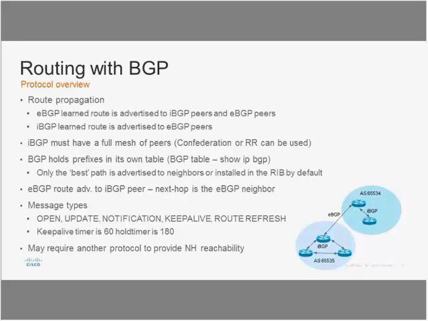Important thing with BGP is you need to have the next hop reachability. If you don't have the next hop reachability, the routes will not get installed in the RIB. So you will have reachability problems within your BGP environments. And we'll see how that happens.